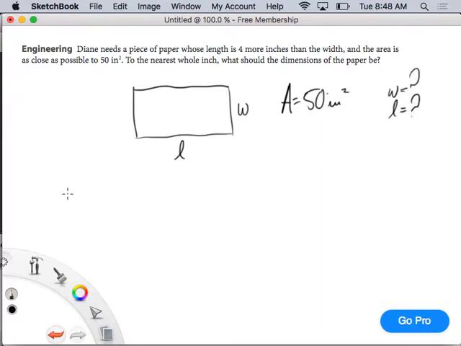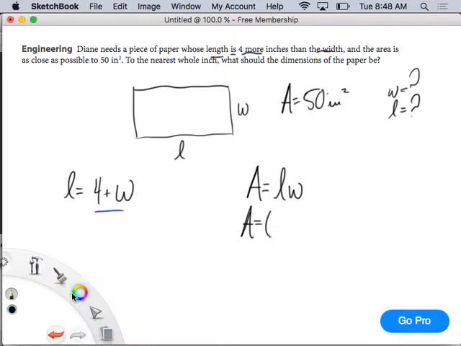Well, we know the length equals 4 more, so 4 plus the width, W. So length equals 4 plus W. We also know our area formula. What's the area of a rectangle in terms of length and width? Length times width, right? So we get area equals length times width, but then we replace that length with 4 plus W.